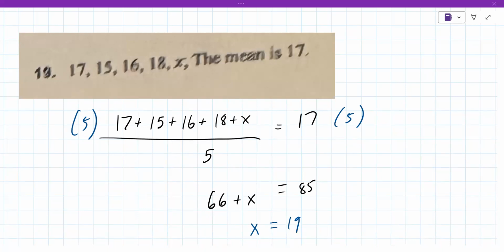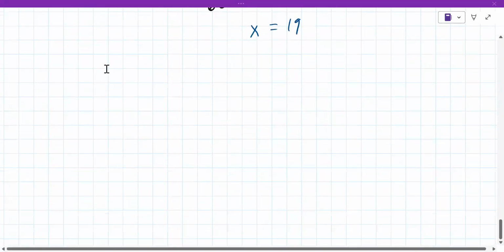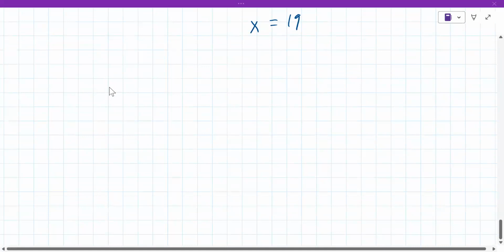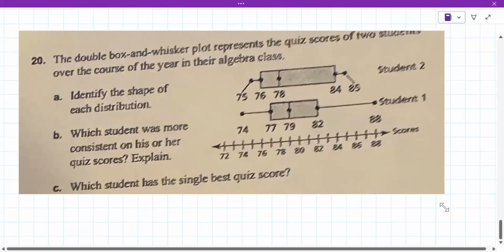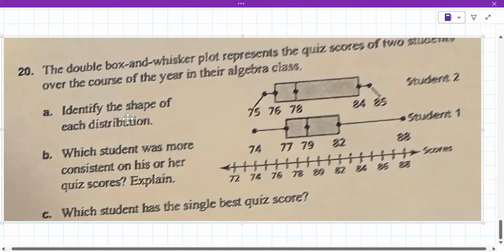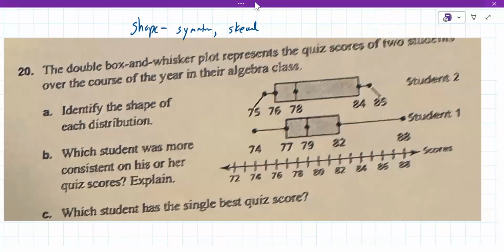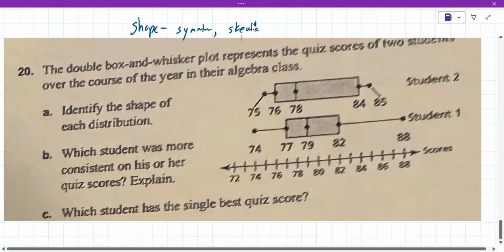Okay, number 20 is kind of a standardized test type question where they give you two box and whisker plots, and they want you to compare. They could be asking you questions about one or the other or both. In this case, they're asking first about the shape of each distribution. When it talks about shape, you're looking for words like symmetric, skewed. Do you see anything in either one?